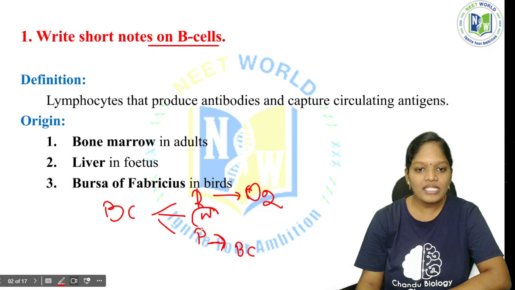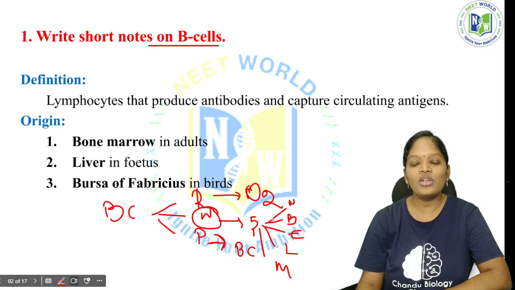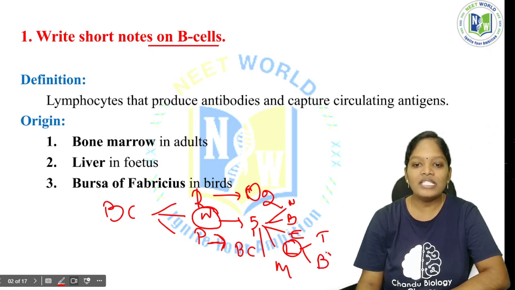Now this WBC plays a crucial role in the immunity. In the WBC we have five different types of cells: the neutrophils, basophils, eosinophils, lymphocytes and monocytes. These are the five different types of WBC. In the lymphocytes we have two different types of cells, T cell lymphocytes and B cell lymphocytes. This is the B cells we are going to deal with now.